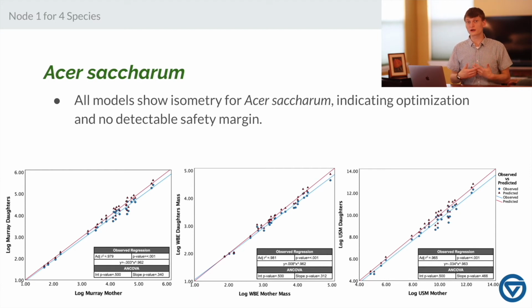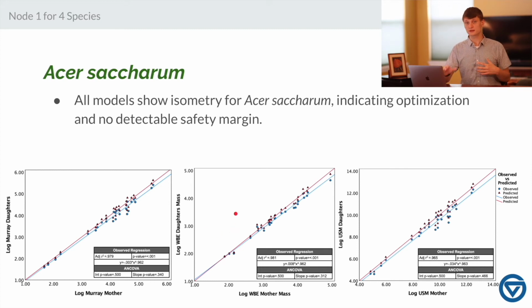And all of our adjusted R-squareds, all of these have been adjusted R-squareds, I should say, were above 0.95. But in this case, that means that throughout the node sizes, they're going to be optimized for hydraulic efficiency, but Acer sacrum might be more susceptible to embolism.